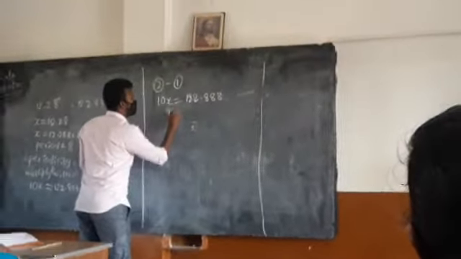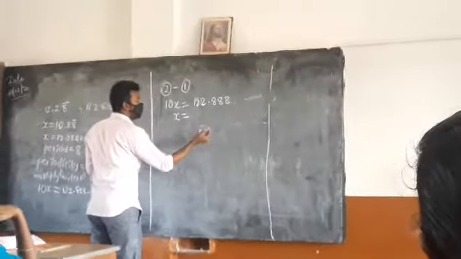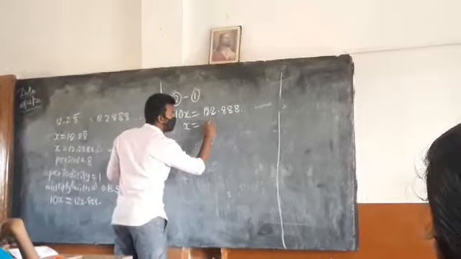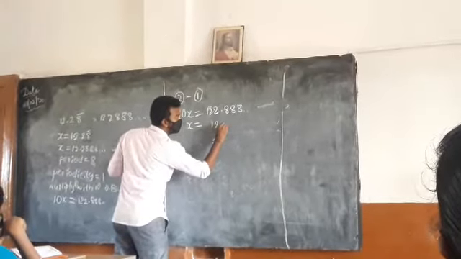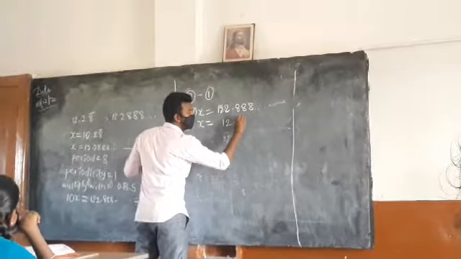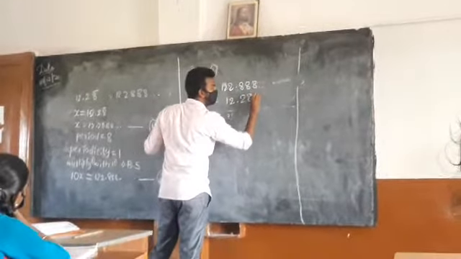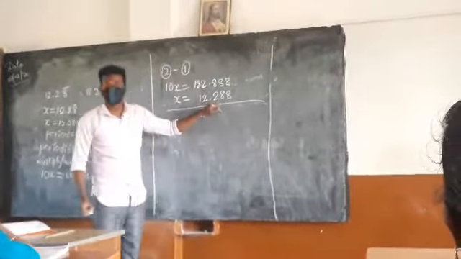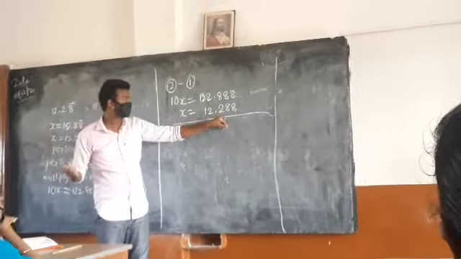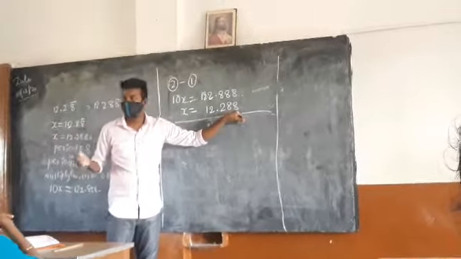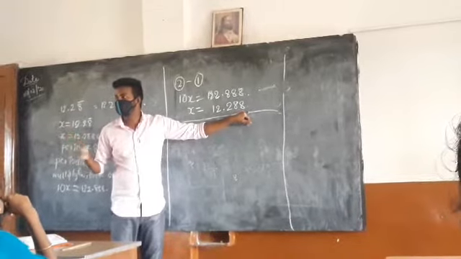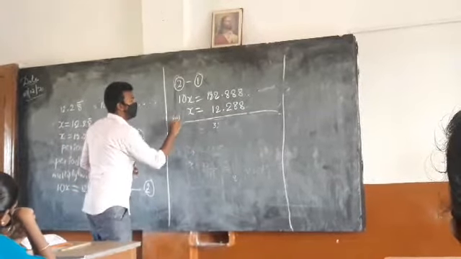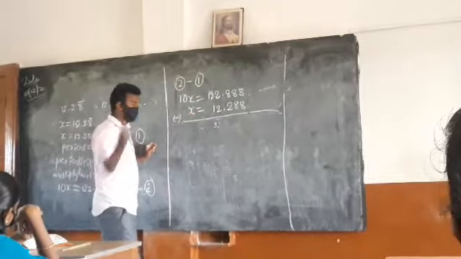What is our equation 1? x equals 12.28 recurring. Very good. Try to read the decimal numbers as singles, as 2, 8, 8. Try not to pronounce them as 28 or something else. Very good. So 10x minus x is 9x.